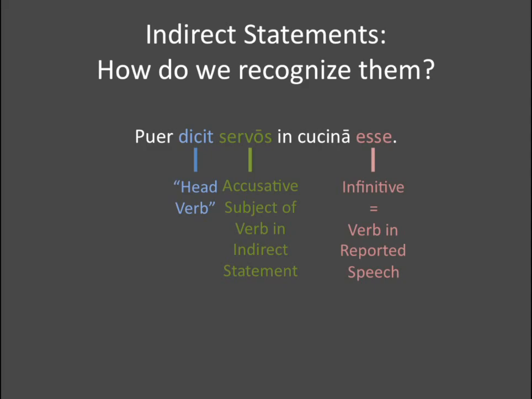So let's translate this sentence. We start with the main verb dicit and its subject puer, so the boy says. English signifies indirect speech by following the head verbs with the word that, so the boy says that. In the indirect statement, we have the subject servos, the verb esse, and the prepositional phrase in cucina. So together, the slaves are in the kitchen. Remember to conjugate your translation of the infinitive. Altogether, the translation is, the boy says that the slaves are in the kitchen.